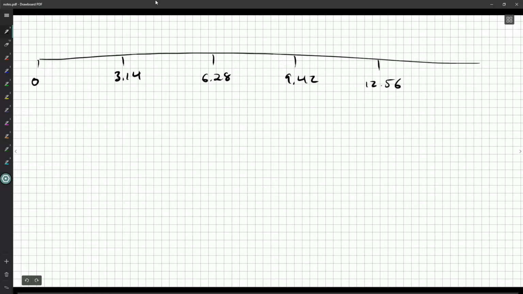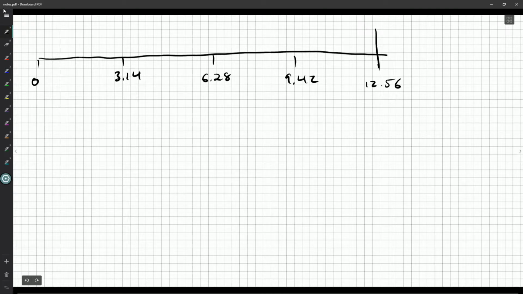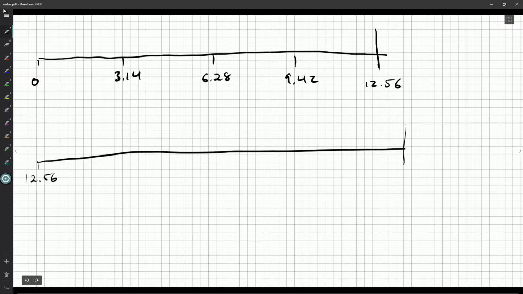12.56. I'm just going to double check that that is right. Yep, 12.56. So that's one revolution. I'm going to cut it off there just to make my life a little easier. We'll start it again down here. So 12.56. 15 something, I'm sure. 15.7.